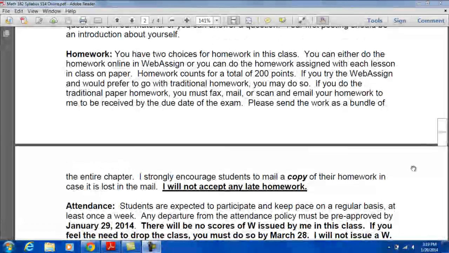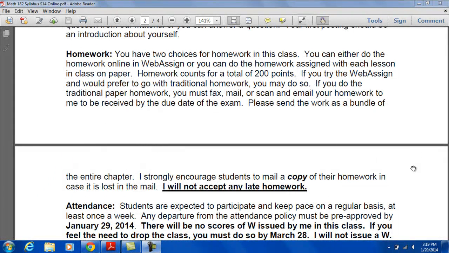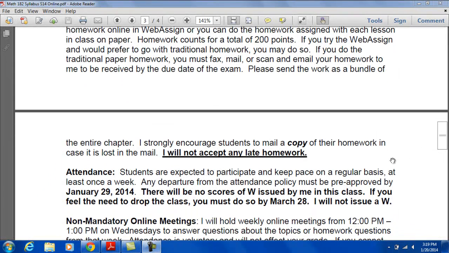Homework, you have two choices for homework. You can do paper or online, as we talked about earlier about the tests. You can do the same thing for homework. And if you try the online and don't like it, you can go to paper.